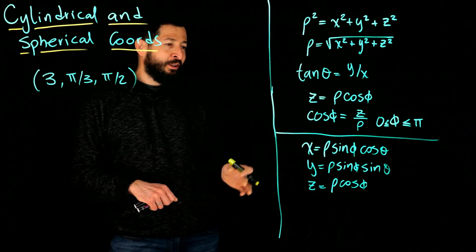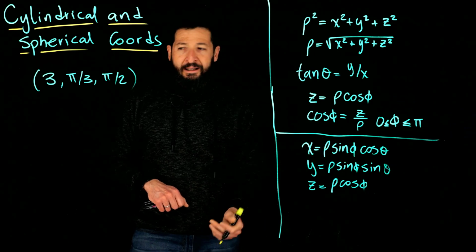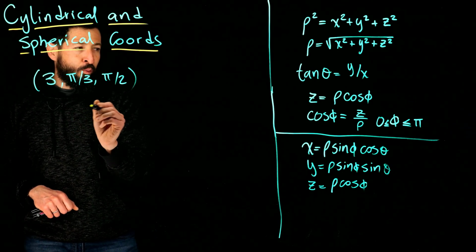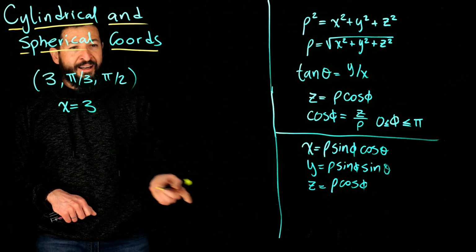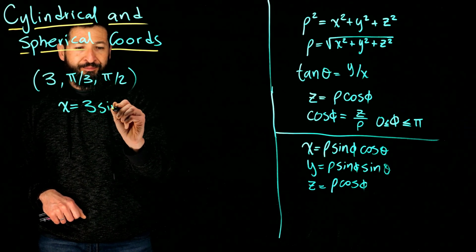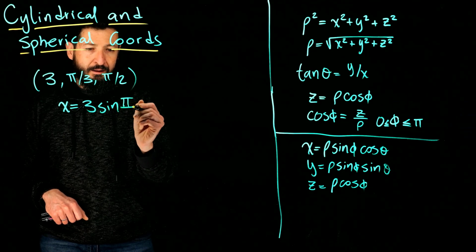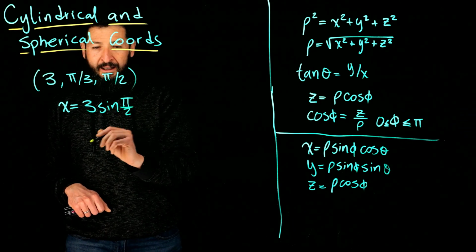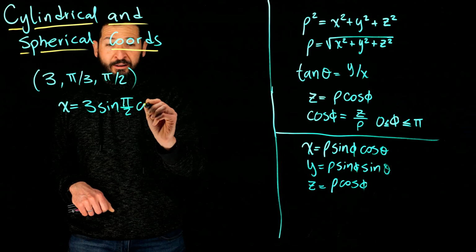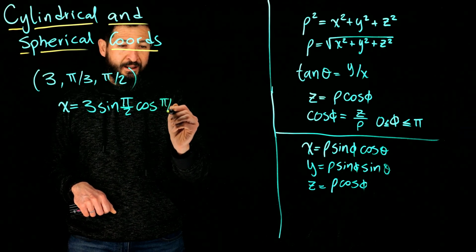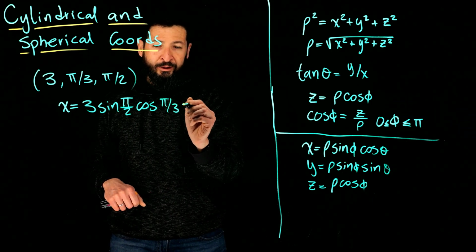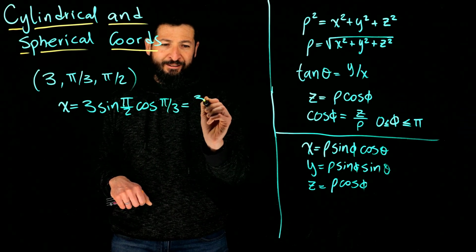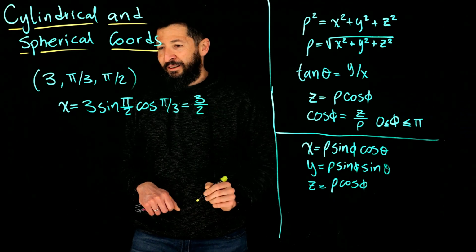At this point, these are the easier ones because you just plug it in. So I'm going to do just one of them. So x is going to be 3 times the sine of pi over 2, and then times the cosine of pi over 3. Now, sine of pi over 2 is 1. Cosine of pi over 3 is 1/2. What a nice example I gave myself. So 3/2.